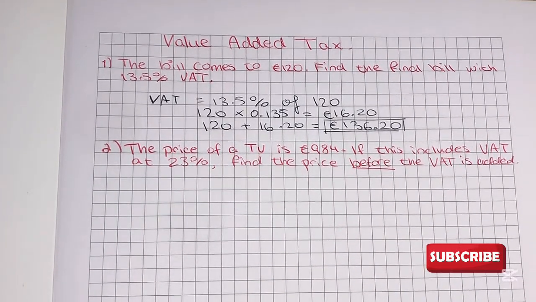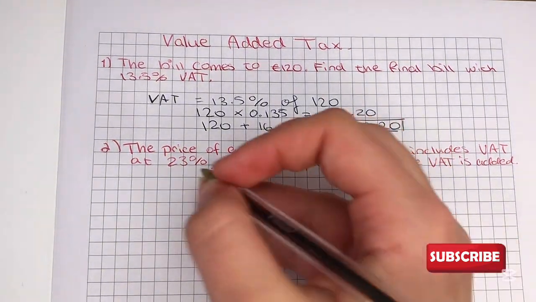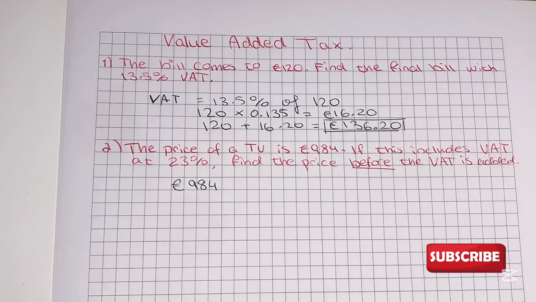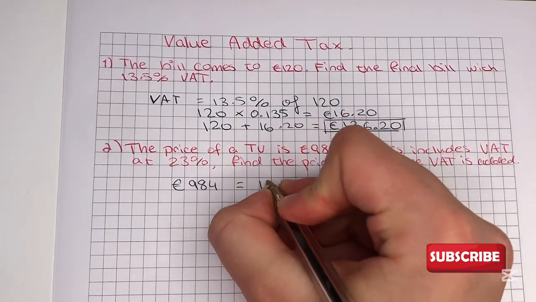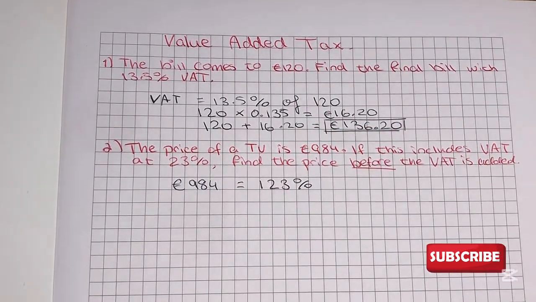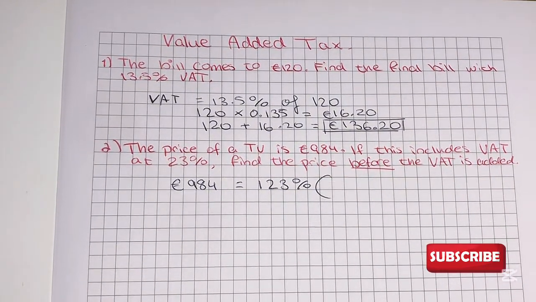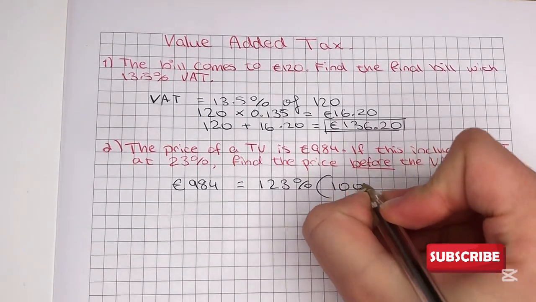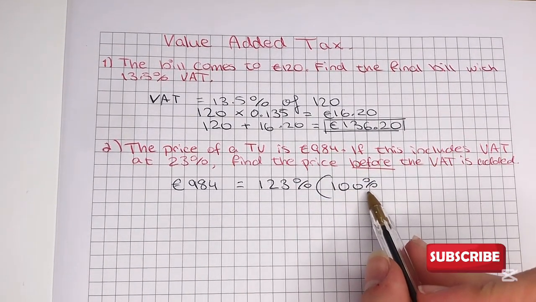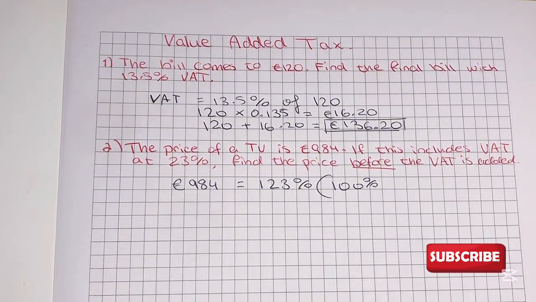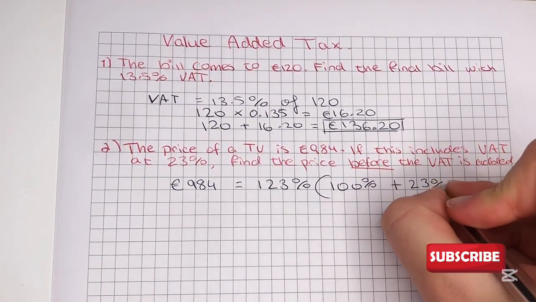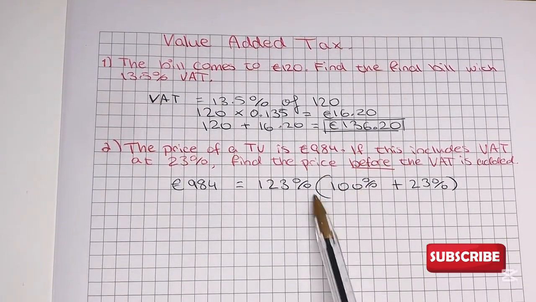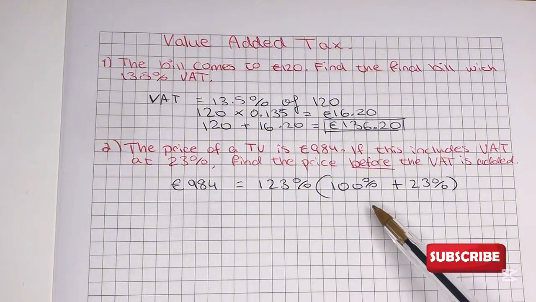We can think of this in percent-wise. So we are told 984 is the full amount. So this would be 123%. Why? Well, think of the original price as 100%, because this is fully what the price of the TV actually is. And this is what we don't know. We don't know 100%, okay? And with tax added onto it, it is 23%. So we know that the tax is added on, but we want to know what is the actual price of this TV. So it's 100%.